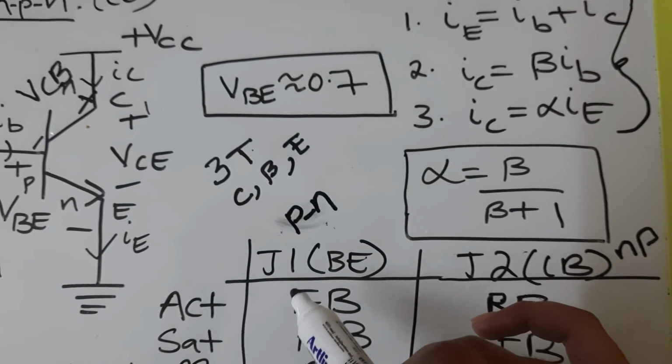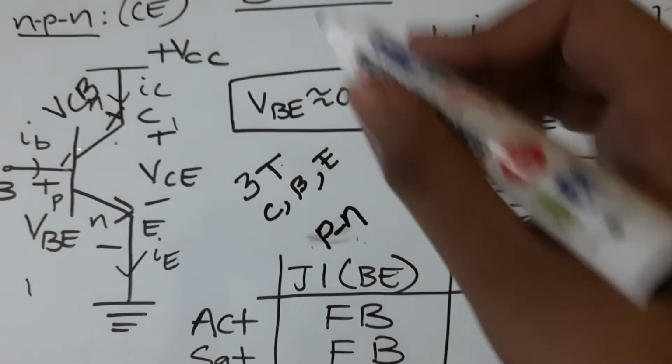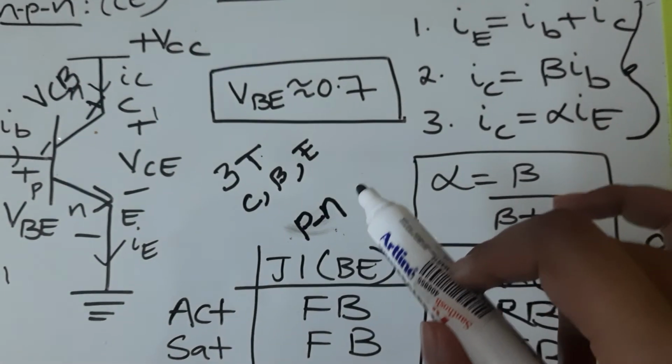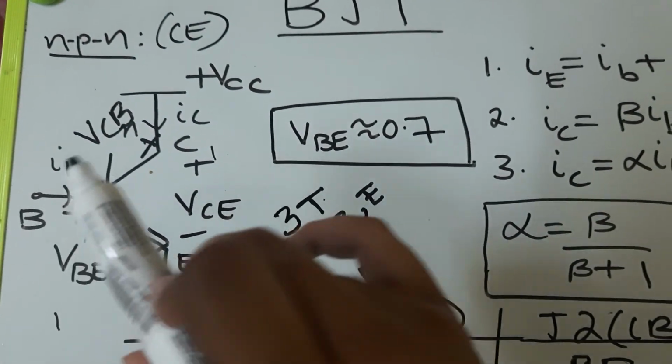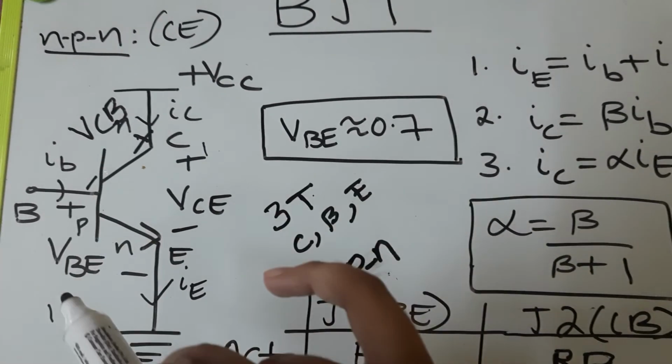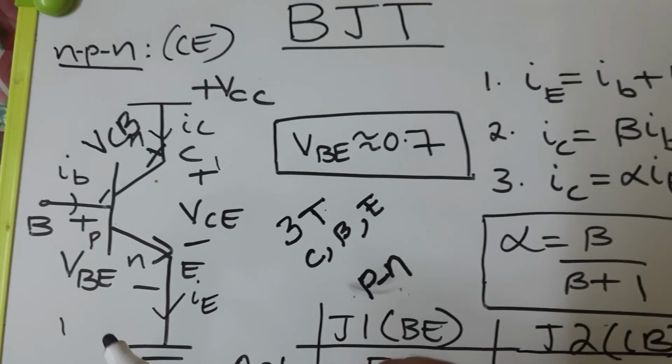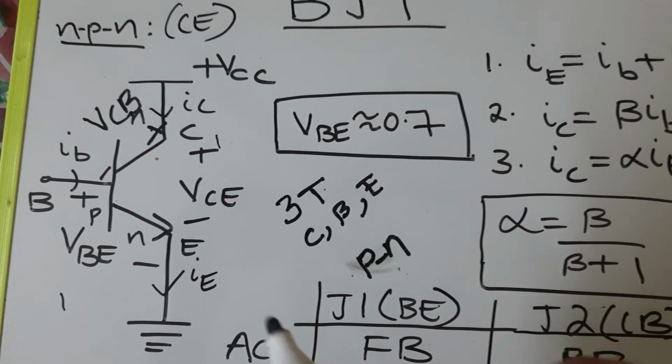Now if our junction 1 is forward bias, what is junction 1? PN. Forward bias meaning if VB is greater than VE, P has more voltage than N, then we say the diode to be in forward bias.